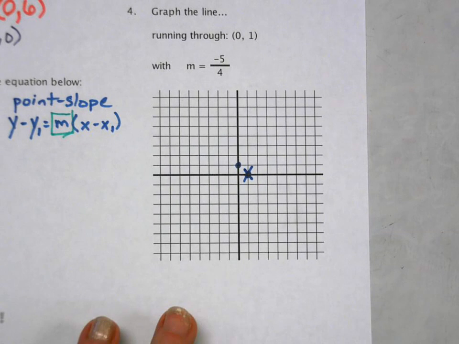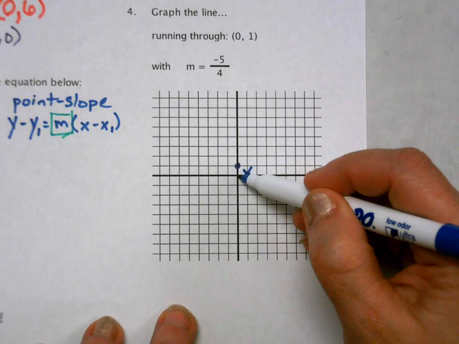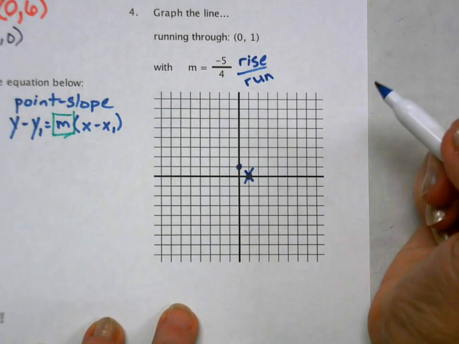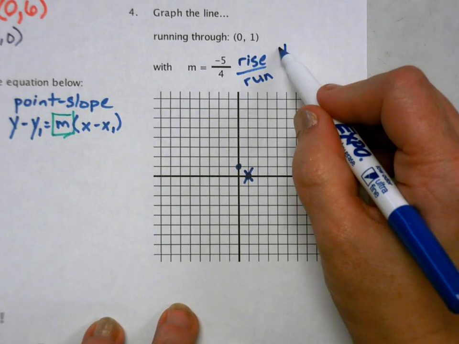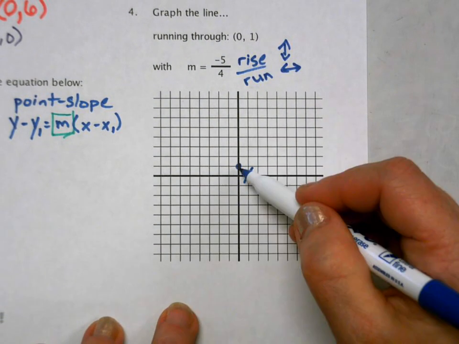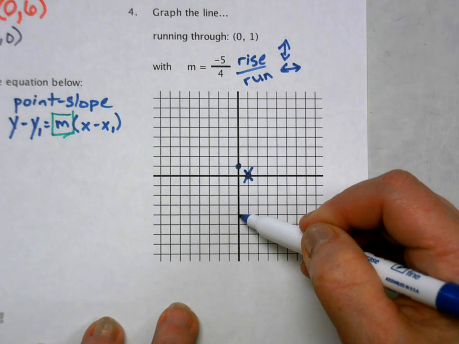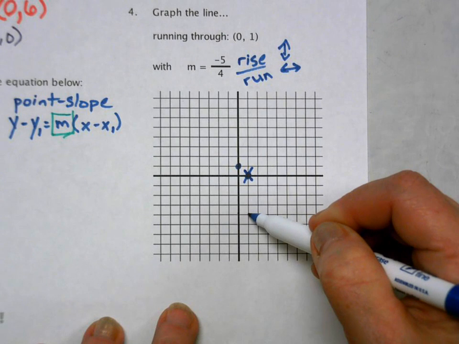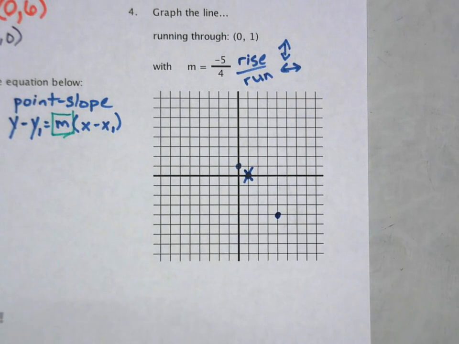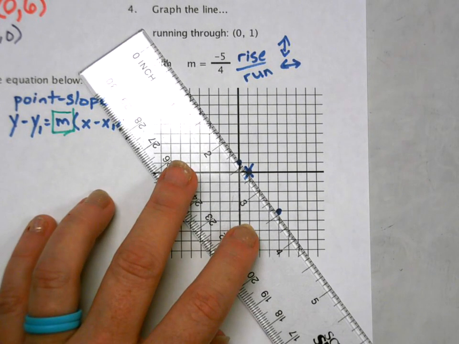So now what do I do from that point? Down 5, because this is my rise over my run. Okay, the rise is telling me up and down, and the run is telling me across. So I'm going to go down 1, 2, 3, 4, 5. And then which way? To the positive 4. Now I've got 2 points.